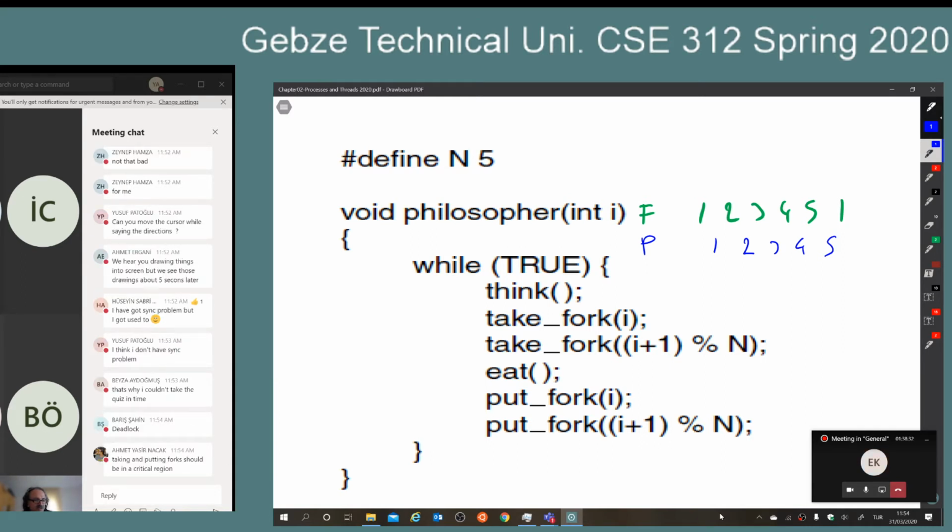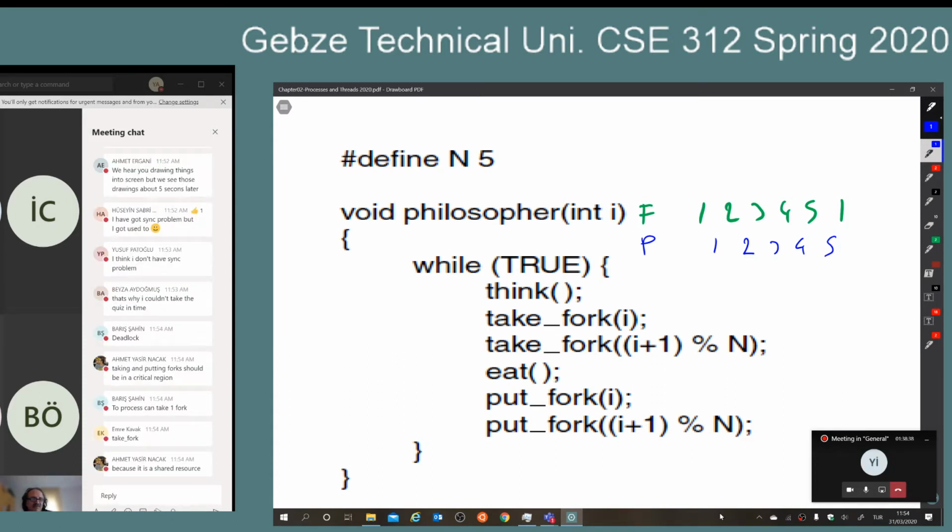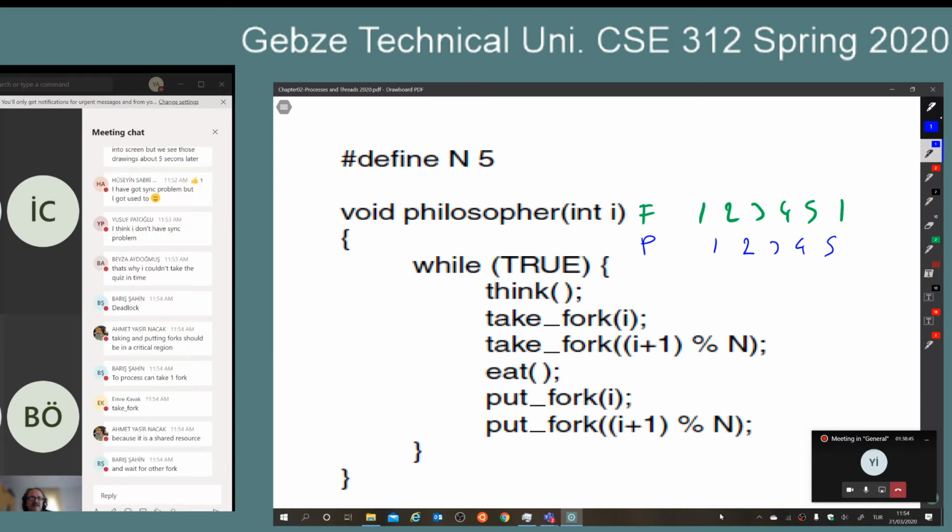Taking and putting forks should be in critical region. Why? It's a shared resource. Let's talk about it. What do you mean? What would happen? Let's say this is in critical region. This is in critical region.